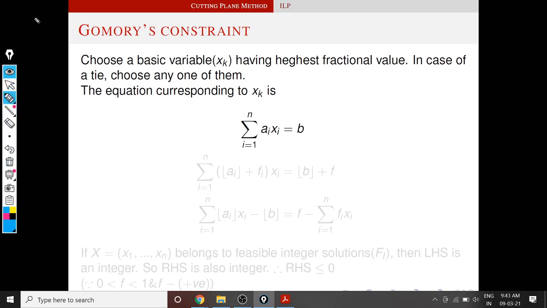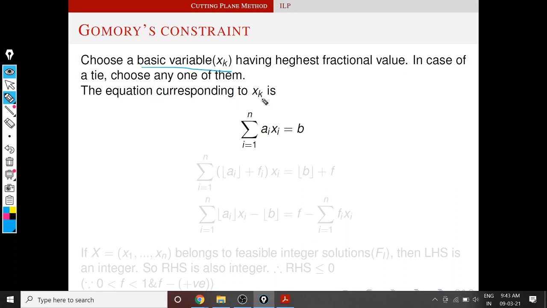So first we are going to introduce Gomory's constraint. So how to introduce Gomory's constraint? This is the algorithm. Choose a basic variable xk having highest fractional value. In case of tie, you can choose any one of them.